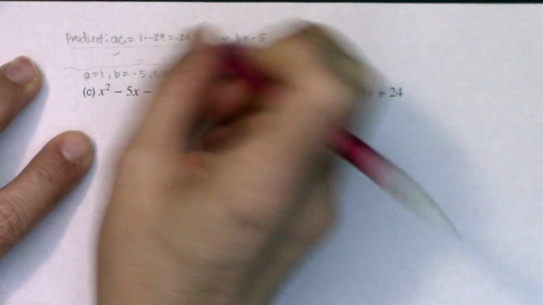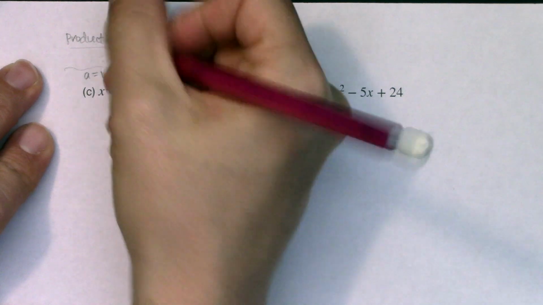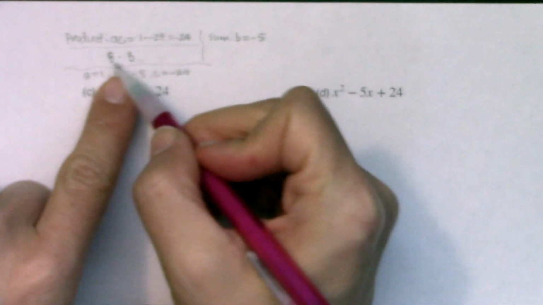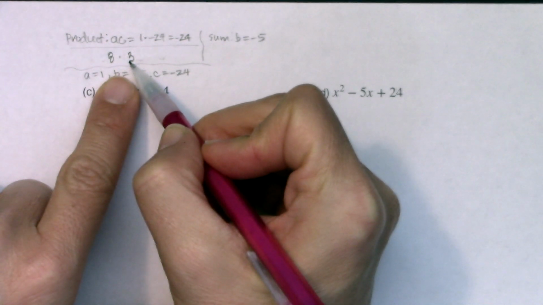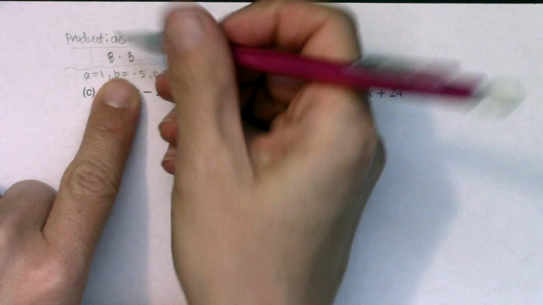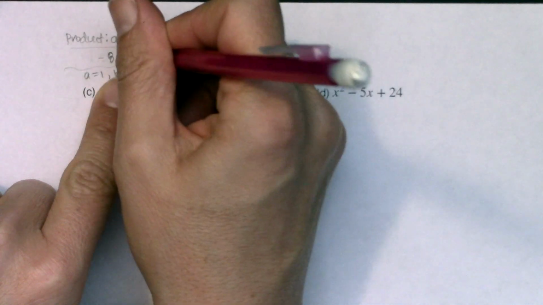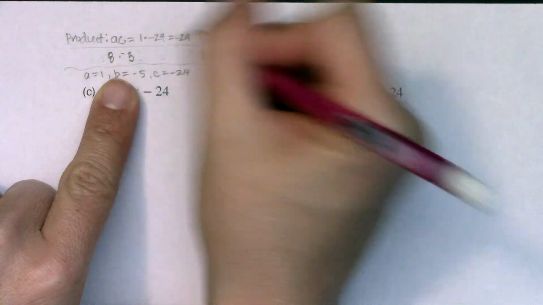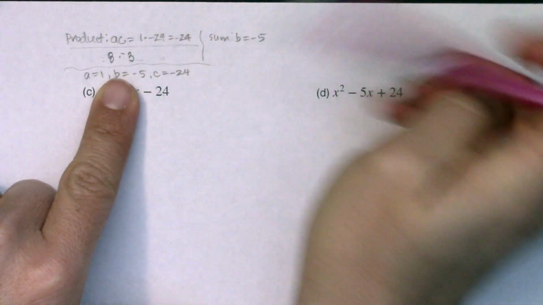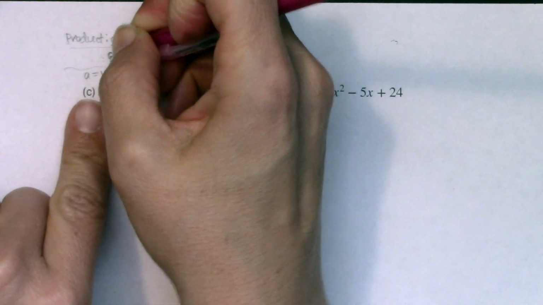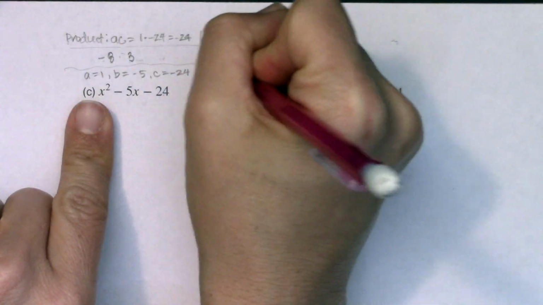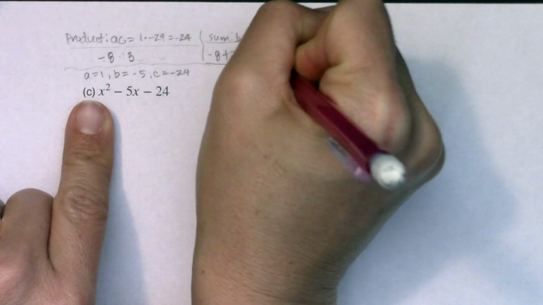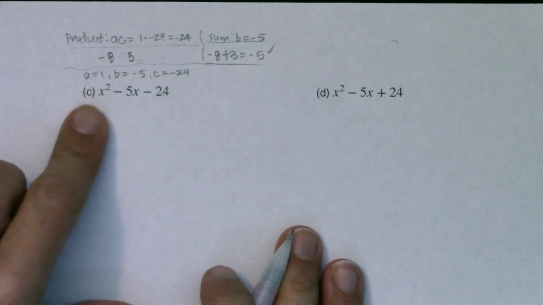Because if you hear 3 and 8, I'll just put 8 here and 3 here. Now so far, 8 times 3 is positive 24. And I need it to be negative 24. So either I have a negative 8 and a positive 3, or I have a positive 8 and a negative 3. But if I want it to sum to negative 5, then I need the negative 8 plus 3 to get me the negative 5, right? So that's how I unlock it.